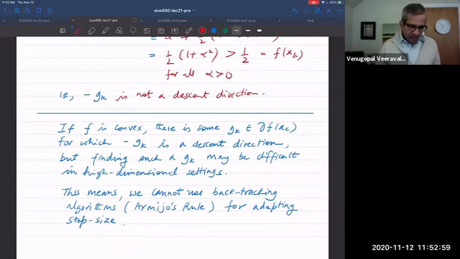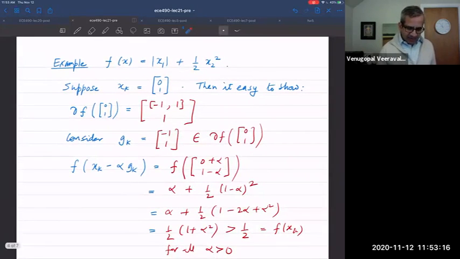Okay. So this is true: if f is convex, there is some g_k in the set of subgradients for which minus g_k is the descent direction at any point x_k. It's not hard to check, for example, in this example, that (1, 1) is a descent direction. (-1, 1) is not, but (1, 1) is a descent direction.